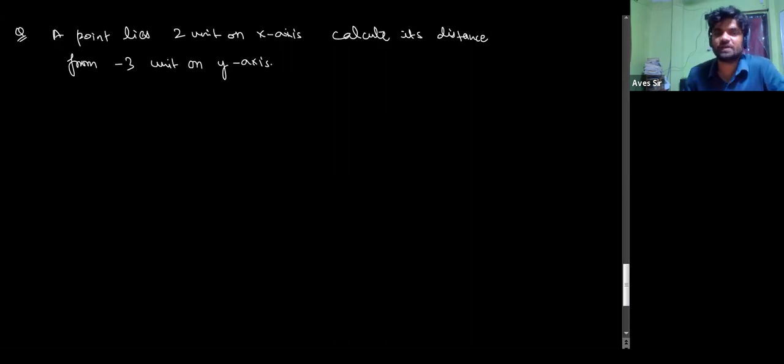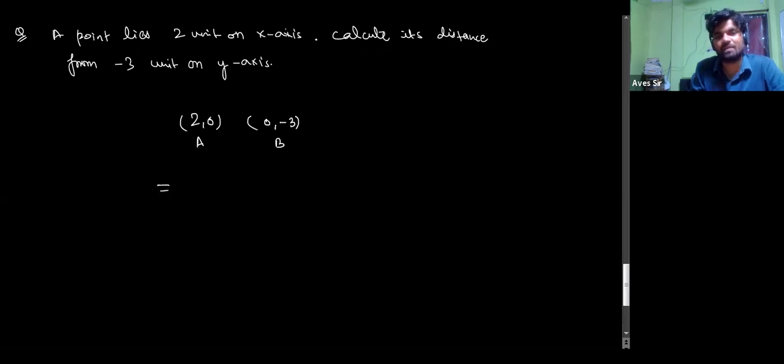So what will you do, dear students? That's a very easy question. If a point lies 2 units on the x-axis, then what would be its coordinate? Tell me. 2, so (2, 0) is the first coordinate of point A. And if another point lies 3 units on the y-axis, then what would be its coordinates? (0, -3) is the point B.